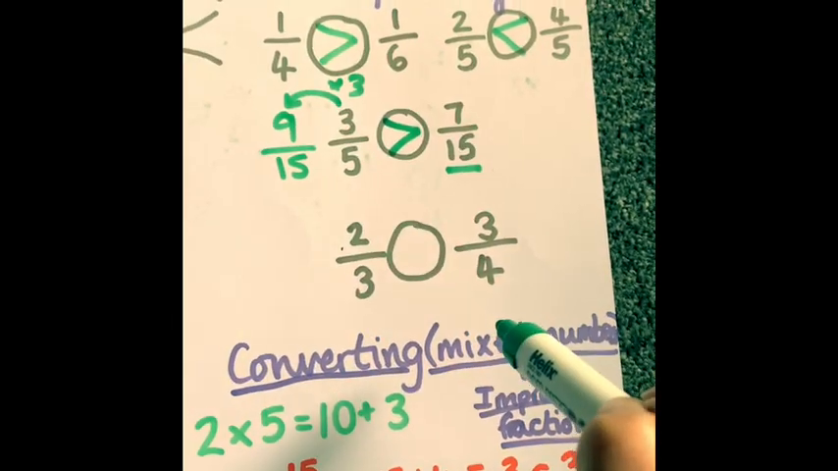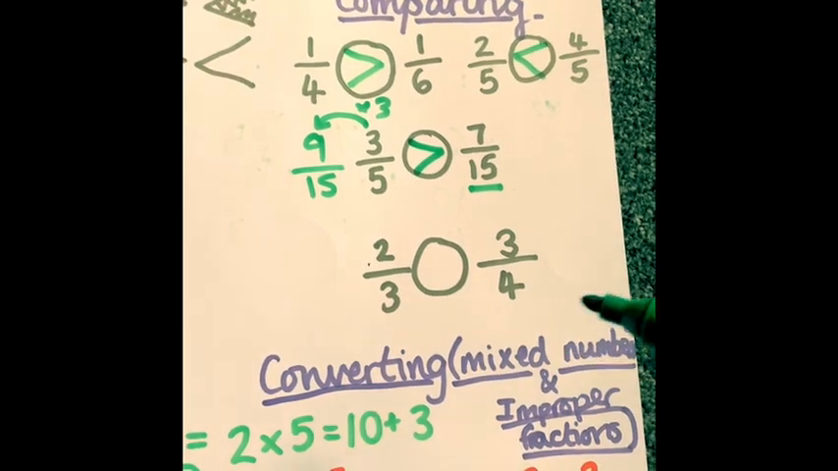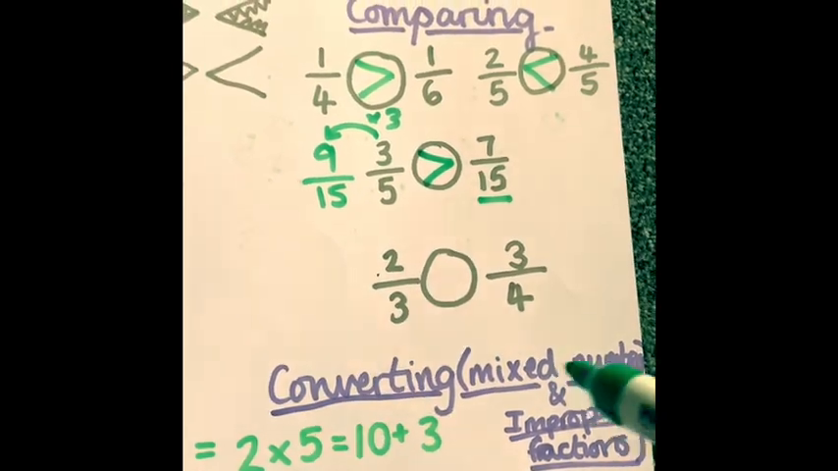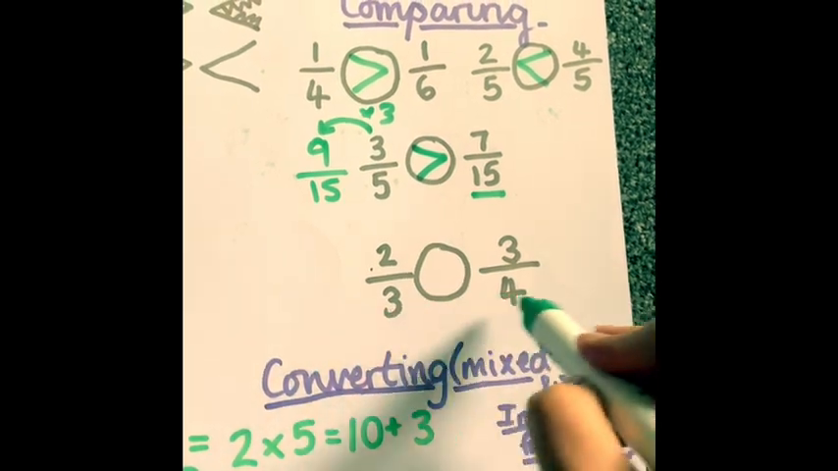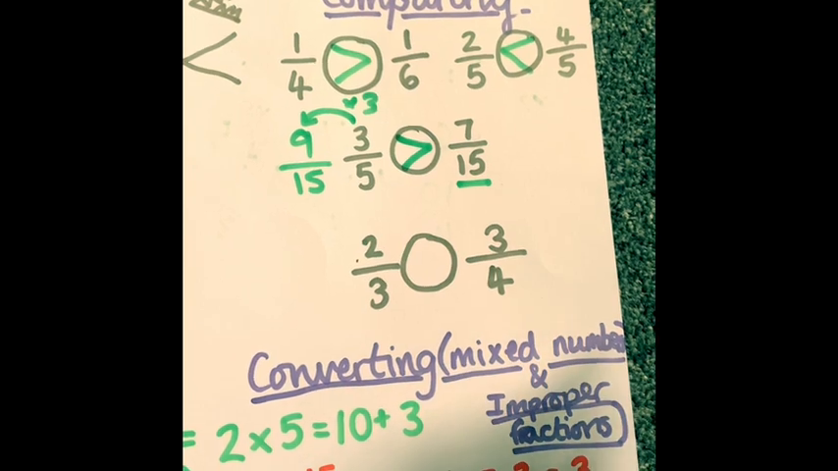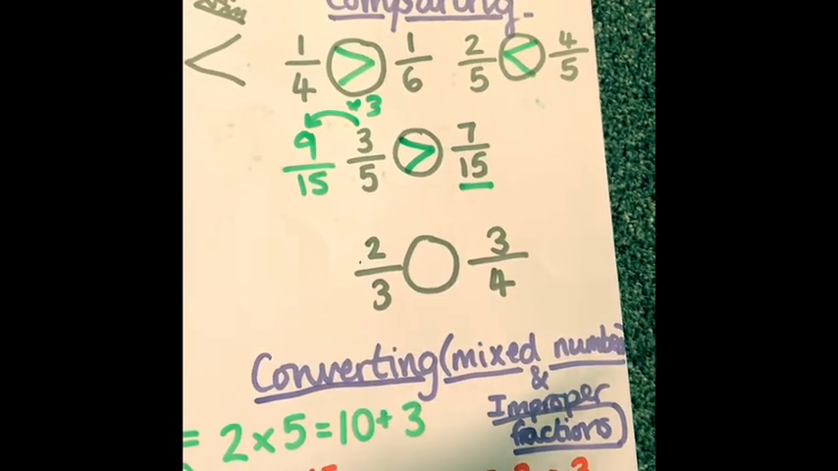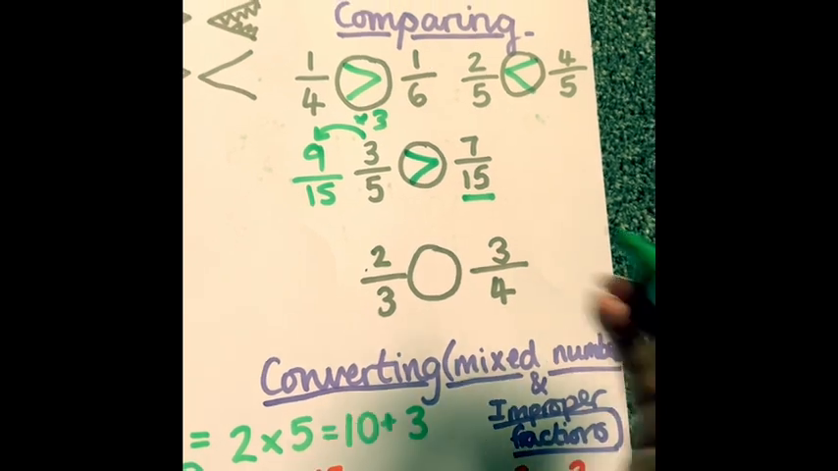This is where we're going to have a problem because neither of them go into each other. So I'm going to have to change both. So I look for a common denominator. One way of doing it is to times these two numbers together. So 3 times 4 is 12. I know that 12 could be a common denominator here. There may be smaller ones in other examples, but for this one, that method works.